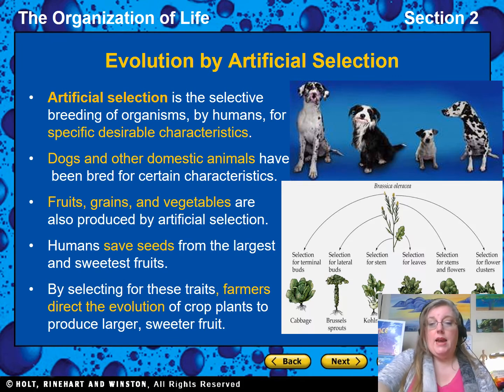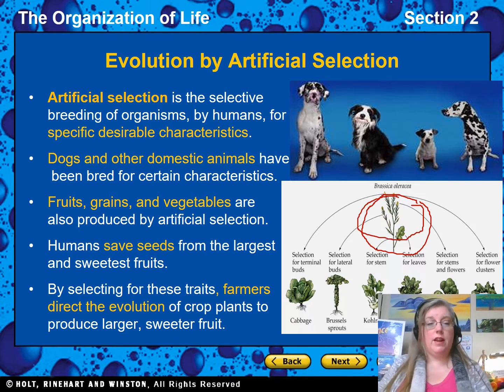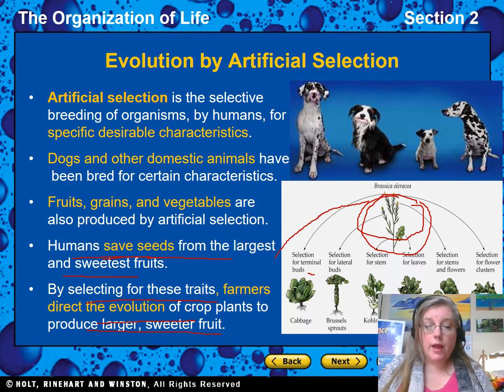Again, it's behind my head, but this first one right here is a weed that grows on the shoreline in Europe. All right, from this one weed, farmers have chosen, you see right here, we save seeds. Humans will save seeds from the largest and sweetest fruits, and by selecting for those, they have directed the evolution of crops for larger, sweeter fruit. We bred from this one thing, we bred cabbages and Brussels sprouts, kale.